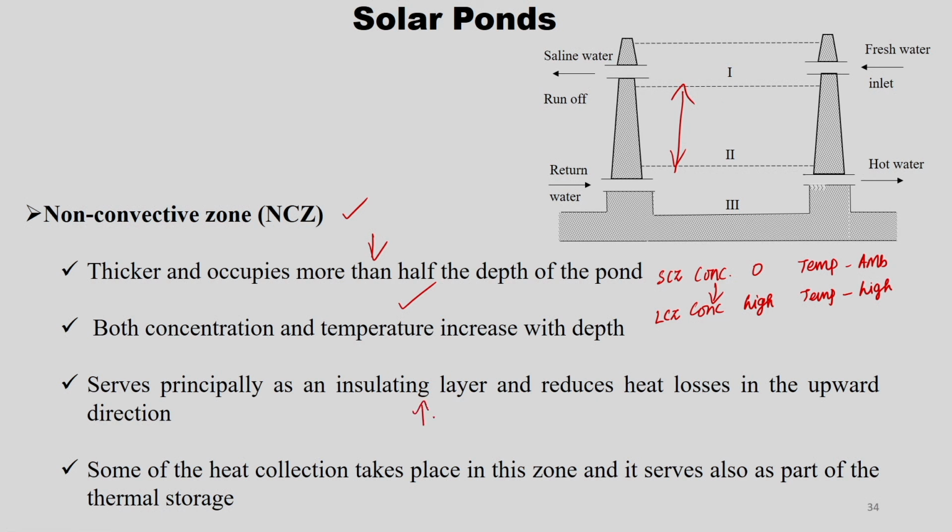It serves principally as an insulating layer and reduces the heat losses in the upward direction. What we said, if you had not put the salt layer, the convection current starts, right. So, basically this non-convective zone acts as an insulating layer because of high concentration and high temperature in the lower convective zone. Some of the heat collection takes place in this zone as well, and it also serves as part of thermal storage. Solar radiation enters through this layer, and some collection also happens.